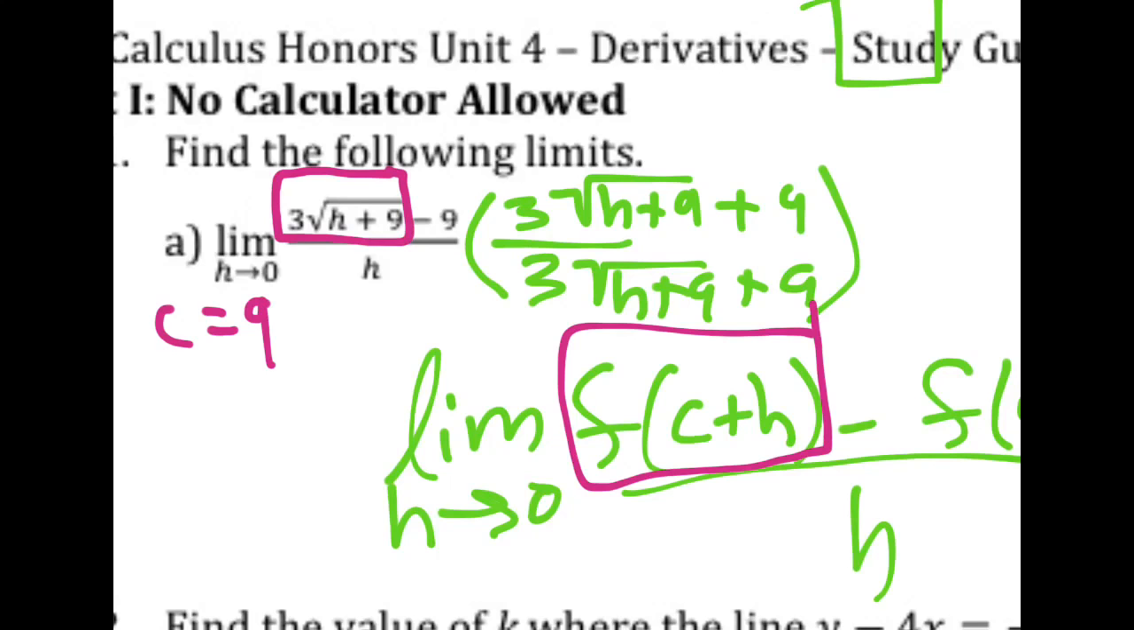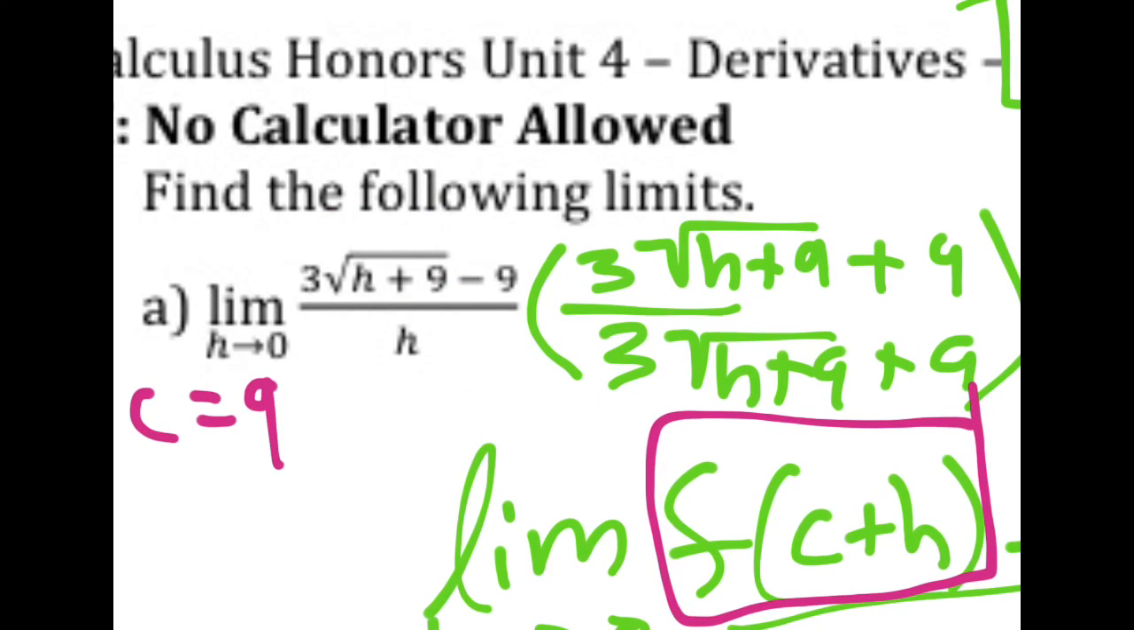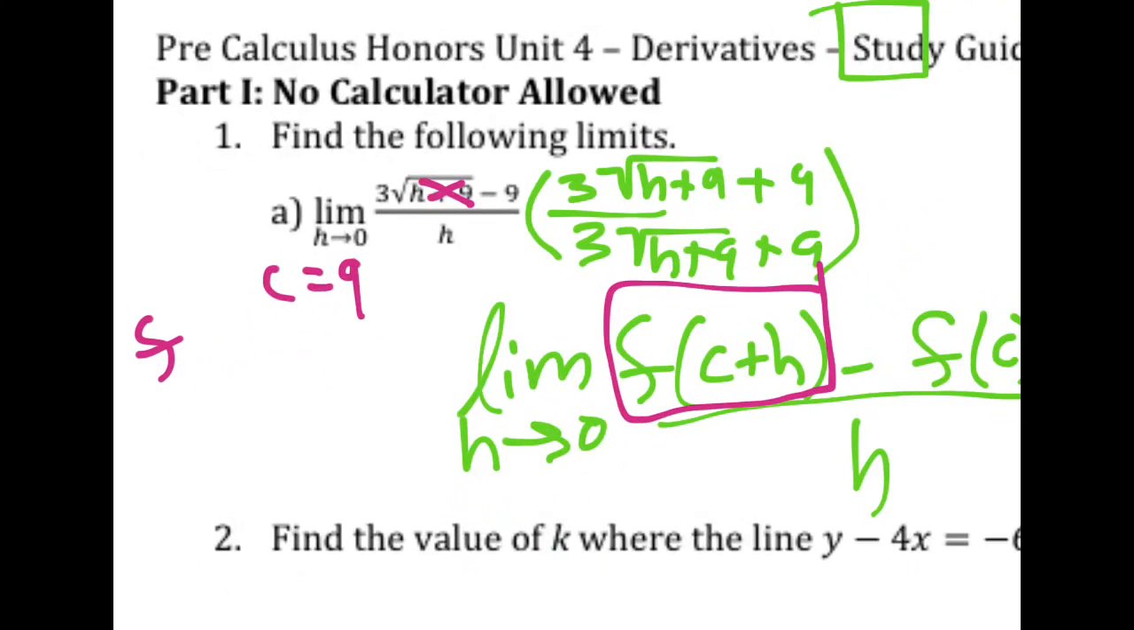And if I pretend that instead of h plus 9 it just said x, well then I would be looking at the function f of x equals 3 times the square root of x, because the h plus 9 has all been plugged inside my function. So I'm looking at 3 times the square root of x. And you cannot forget that 3 right there. It is absolutely part of the function. So now we need to find the derivative of this function at the value of 9.